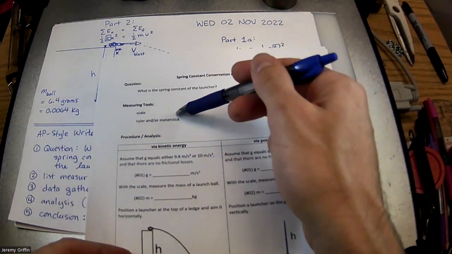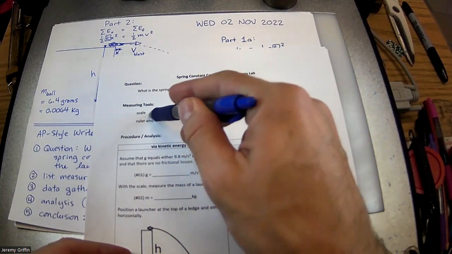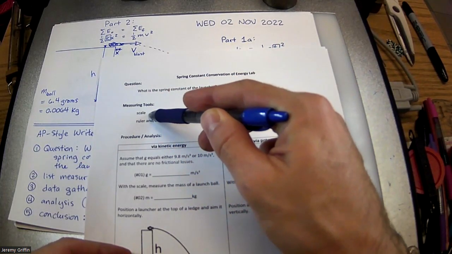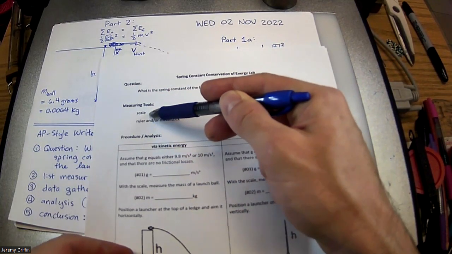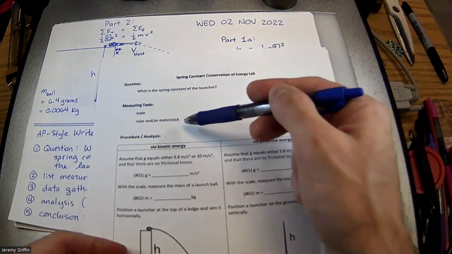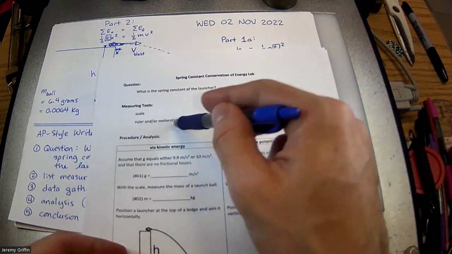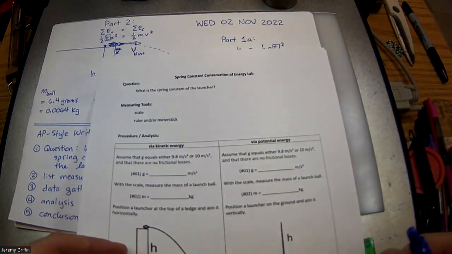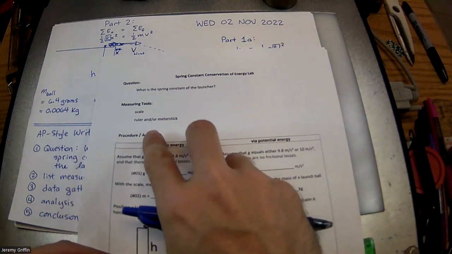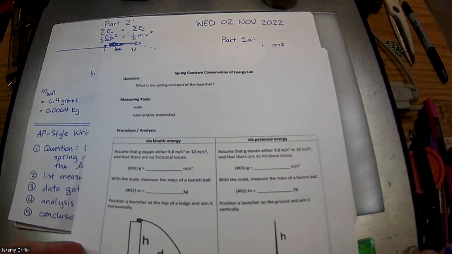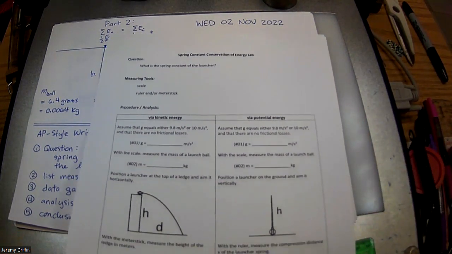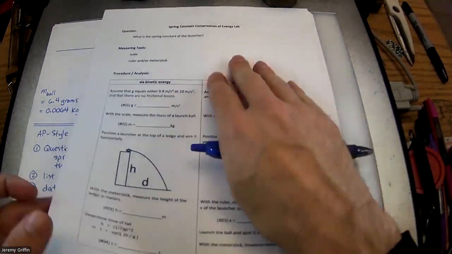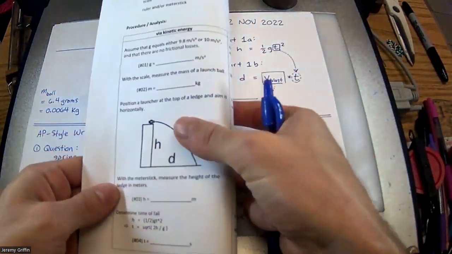You can do the whole thing with 2 measuring tools. You could have said a scale or a triple beam balance, some way to measure the mass, and also some way to measure distances. Meter stick was probably the best choice. You could have said a ruler. So you can do the whole thing with those 2. I've actually got 2 ways to do this, but I'm sort of leading you down this track, so let's just focus on this one.